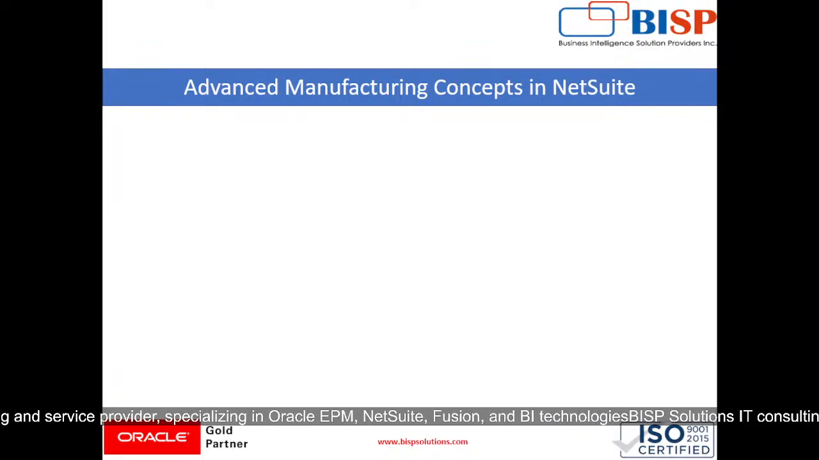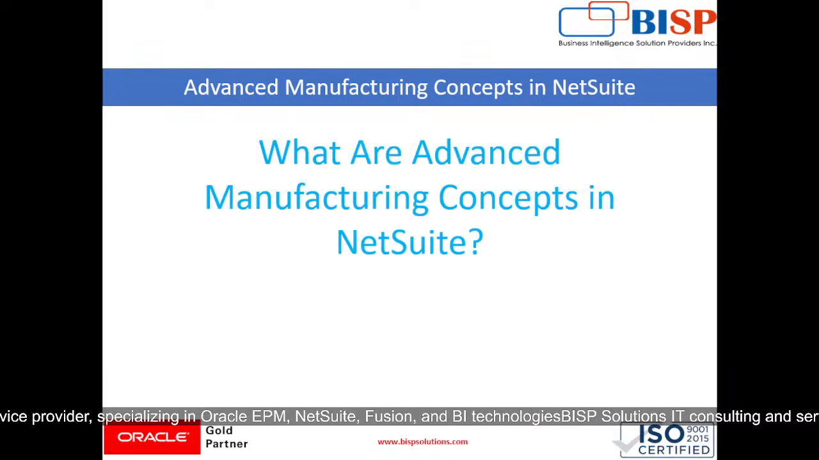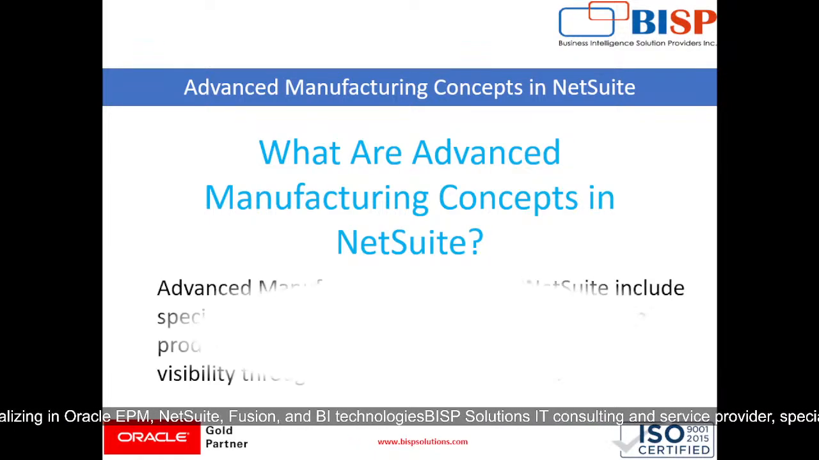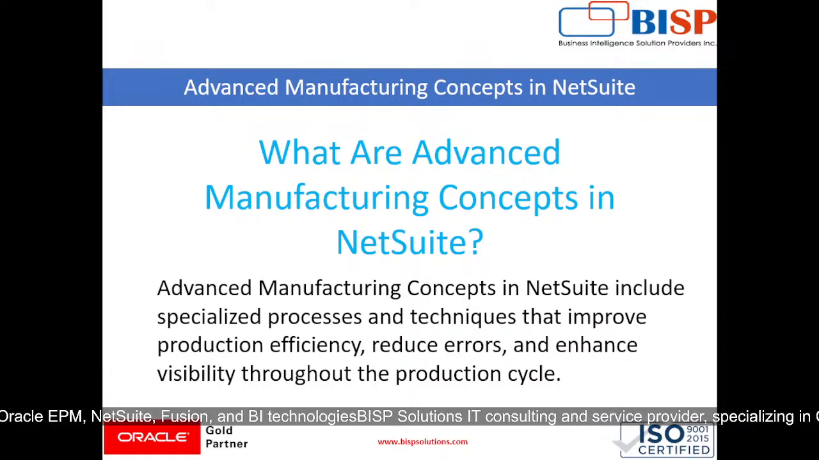After that comes advanced manufacturing concepts in NetSuite. So what are advanced manufacturing concepts in NetSuite? These include specialized processes and techniques that improve production efficiency, reduce errors, and enhance visibility throughout the production cycle. These concepts allow manufacturers to handle complex production workflows, track real-time progress, and ensure seamless integration between work order, routing, inventory, and costing.